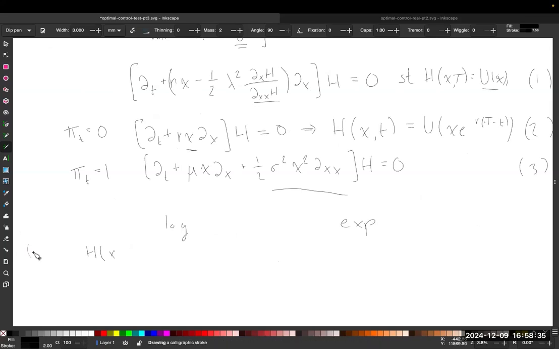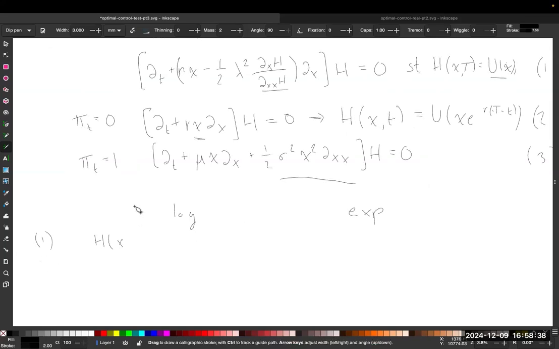Okay. If we're looking at 1 with log utility, so u of x is equal to log of x, then I believe we will get a Hamiltonian of the form log x plus r plus 1/2 of the Sharpe ratio squared times T minus little t. So in this case, it's just the utility function log x plus this linear component in the time t.